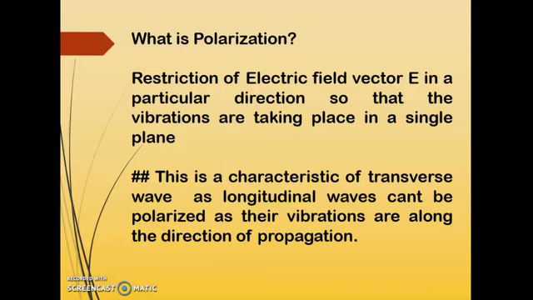And this is obviously the characteristic of transverse waves. Why? Because longitudinal waves can't be polarized. Their vibrations are always along the direction of propagation, so we cannot restrict the vibrations of a longitudinal wave because they are parallel to one another. So this is a characteristic of transverse waves only, where we can restrict the vibrations in a particular direction. That is an important characteristic which shows that polarization definitely proves that light is transverse in nature. Now let me show you some figures and diagrams which make the point clear.